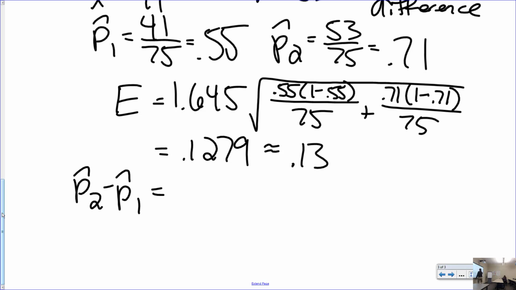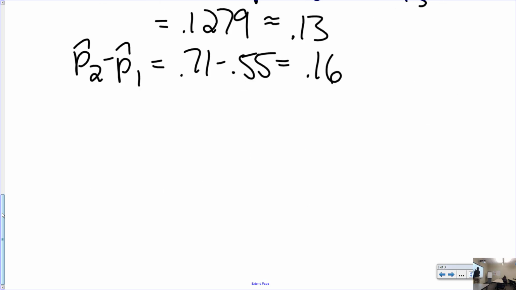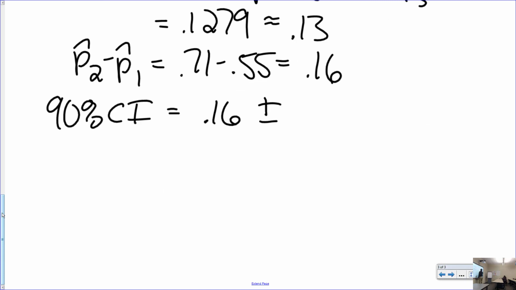So, 0.71 minus 0.55, what is that? 0.16? So our 90% confidence interval is 0.16 plus or minus 0.13.